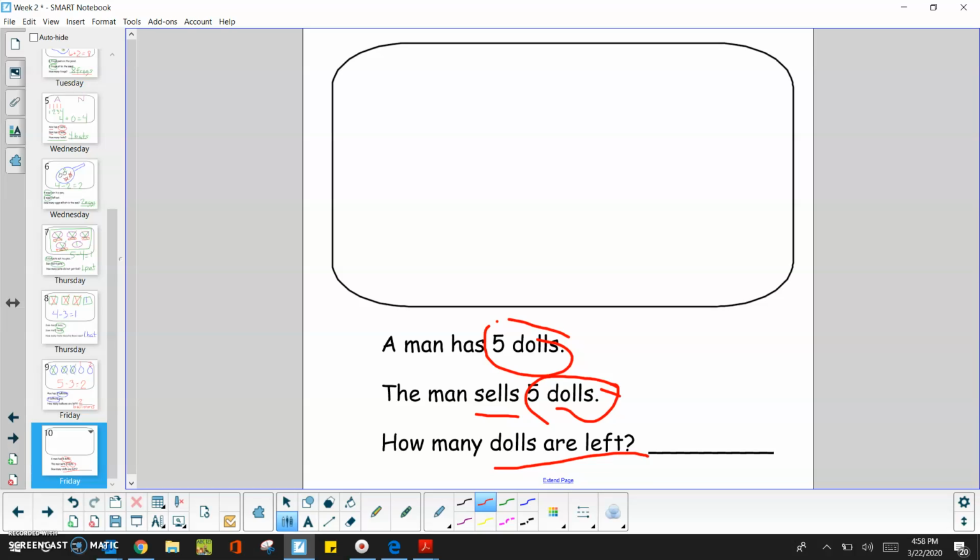So let's think about that. Are we going to put 5 dolls together with 5 more dolls? Or are we going to have our 5 dolls and then take away 5 dolls? I want you guys to think about that for a little bit before you get started, and I cannot wait to see what great work you guys have.